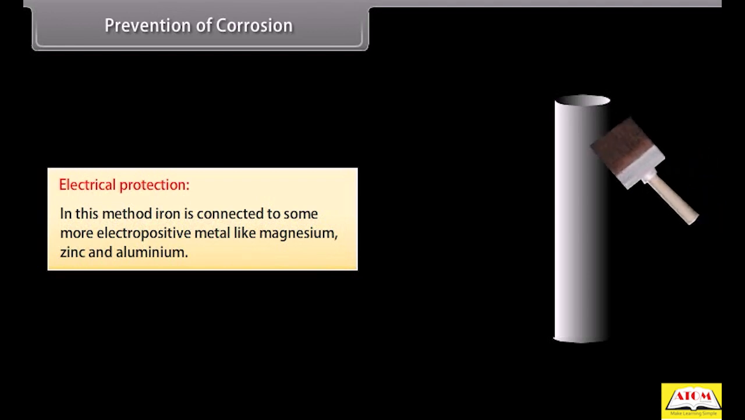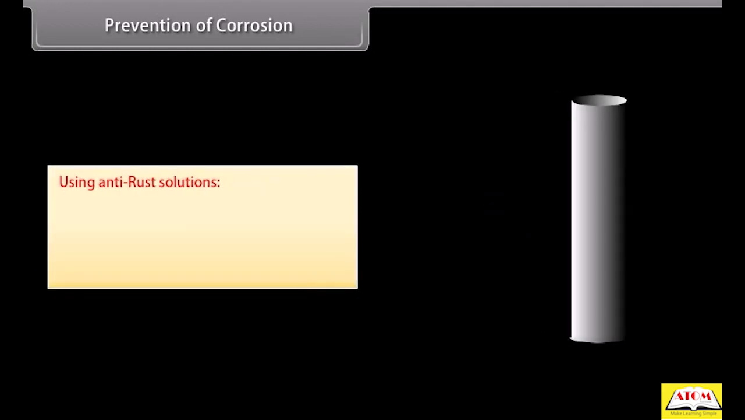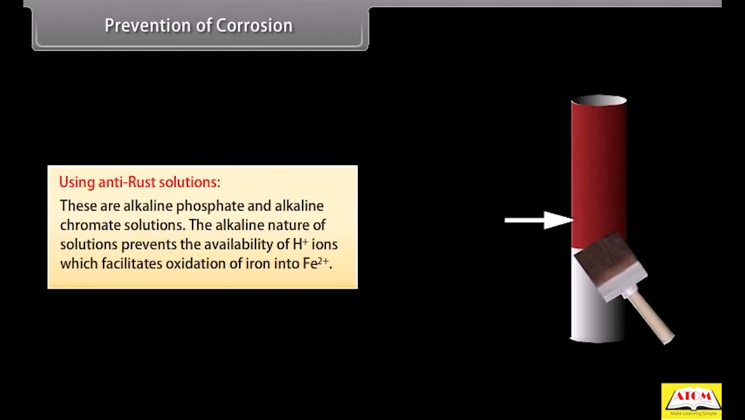Electrical protection. In this method, iron is connected to some more electropositive metal like magnesium, zinc, and aluminium. Using anti-rust solutions. These are alkaline phosphate and alkaline chromate solutions. The alkaline nature of the solutions prevents the availability of H+ ions, which facilitates oxidation of iron into Fe2+.